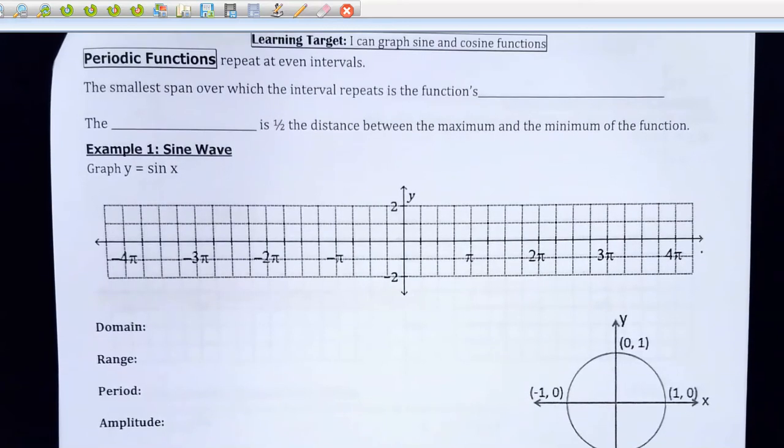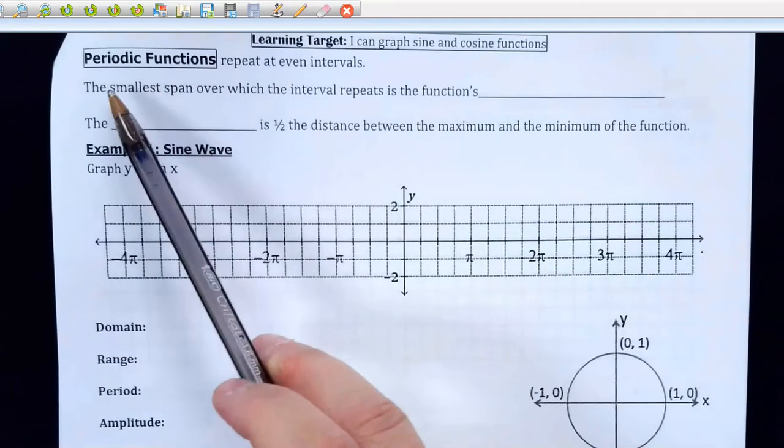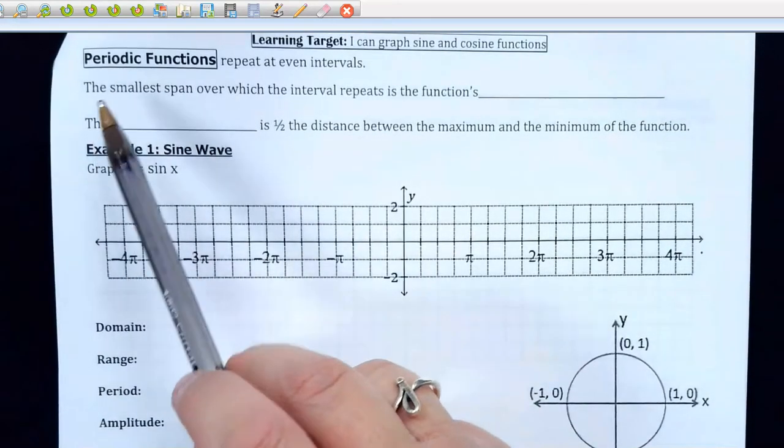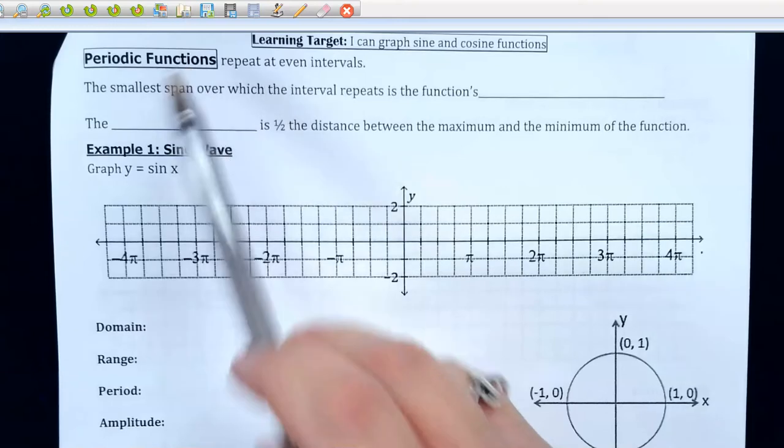So sine and cosine waves are called periodic functions because the wave can be repeated. I can go around the unit circle multiple times. I can go clockwise or counterclockwise. It creates a wave in the coordinate plane, and it's repeated. Because it's repeated, each repeat of the wave is called a period.